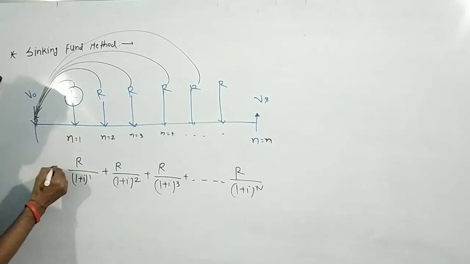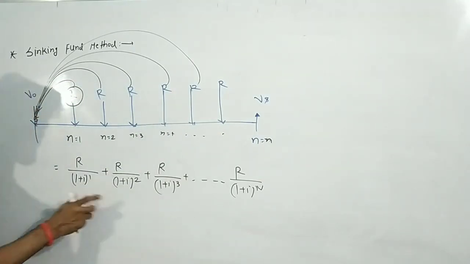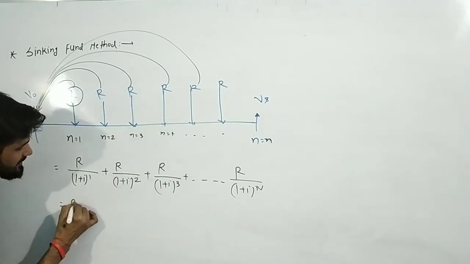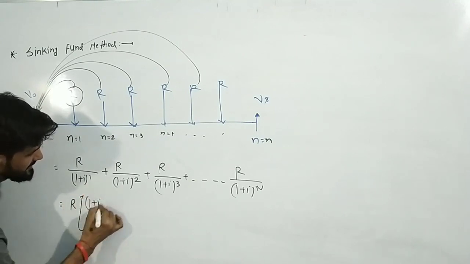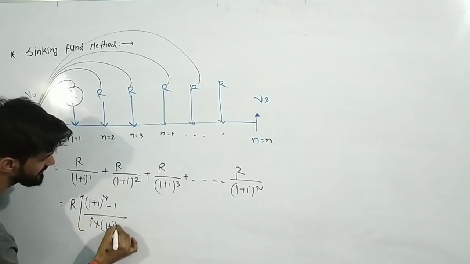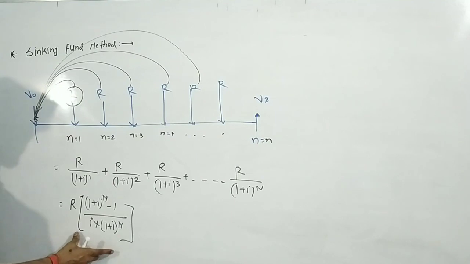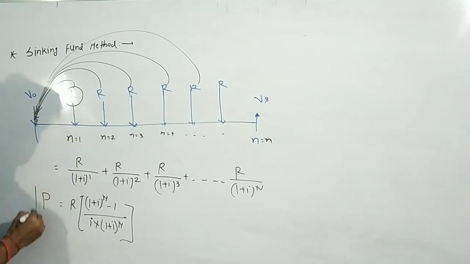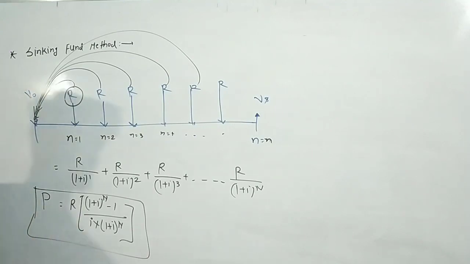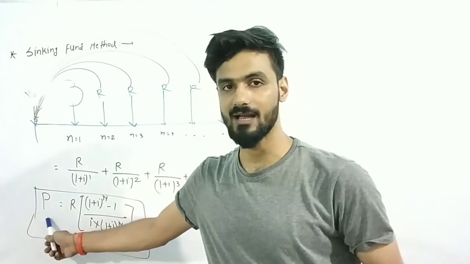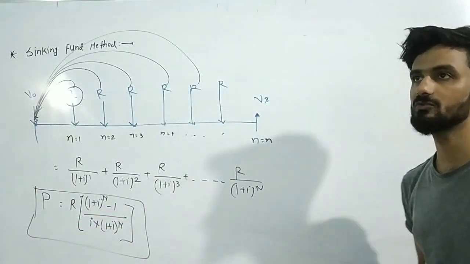Now if you look at all these things, after calculation, it is a GP series, and you will get R into ((1 plus i) to the power n minus 1) upon i multiplied with (1 plus i) to the power n. This is the present value of all the capital. That's why in the third point I have written that in this method, this is the present value of all the capital. So in the future, how much amount will you get?